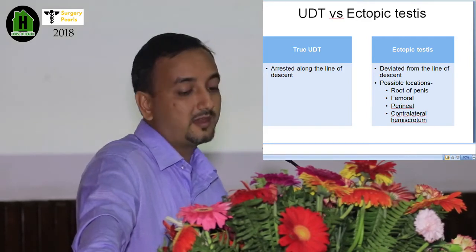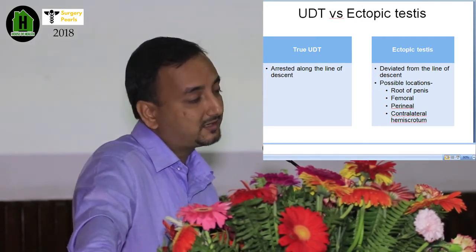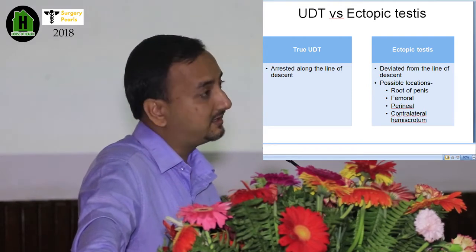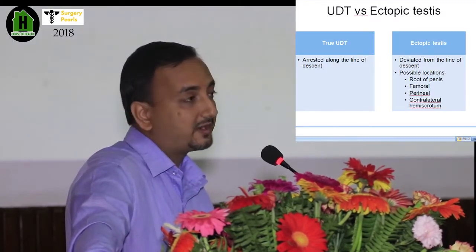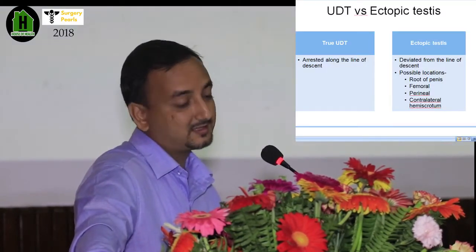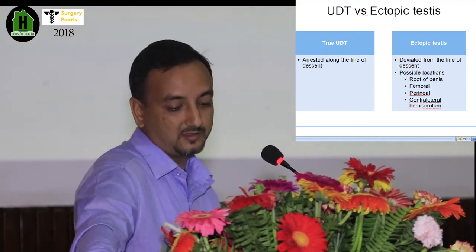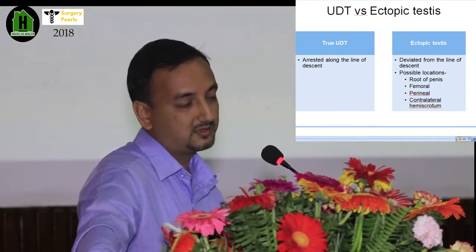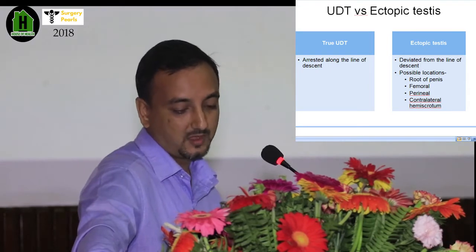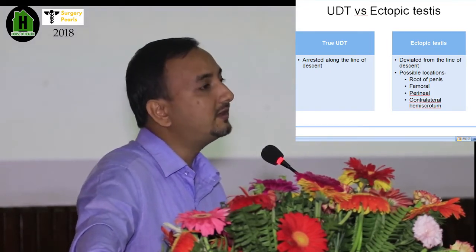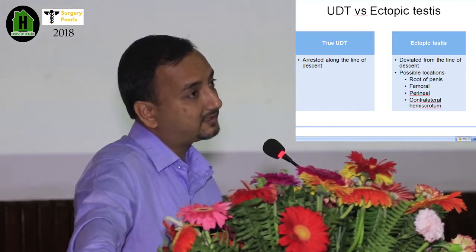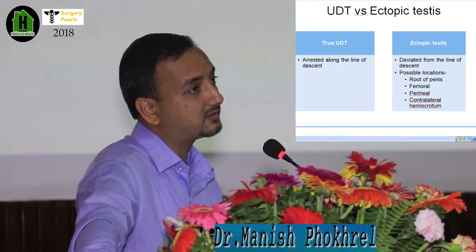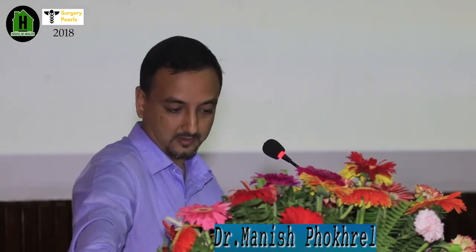So one of them can be an ectopic testis. A true undescended testis is a testis that is arrested along the line of descent. It is inside the line of descent of the testis. But an ectopic testis is a testis that has deviated from the line of descent. And the possible locations can be at the root of the penis, at the femoral canal, at the perineum, or maybe even in the contralateral hemiscrotum. So that means it has deviated outside. You won't find a testis in the ipsilateral hemiscrotum, but then it can be somewhere else.